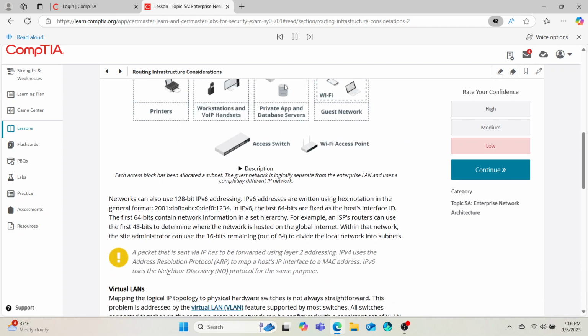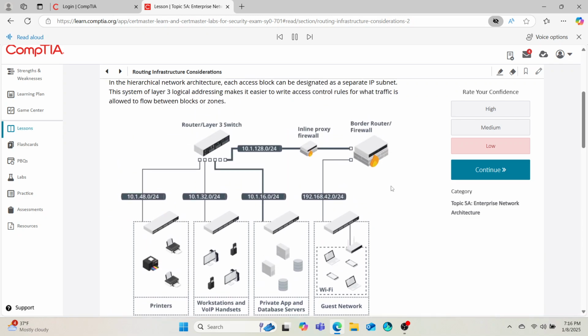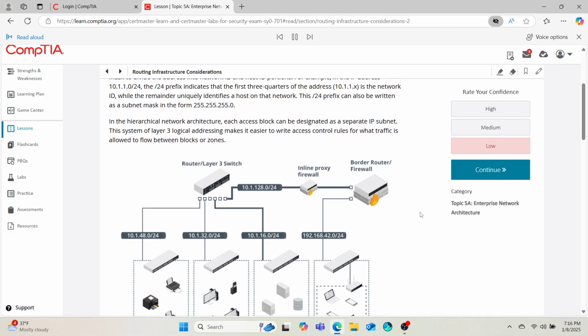Description: A router or layer 3 switch is connected to a border router or firewall via an inline proxy firewall that has a subnet 10.1.128.0/24. It is also connected to 3 access switches through subnets 10.1.48.0/24, 10.1.32.0/24, and 10.1.16.0/24. The first access switch is connected to printers, the second is connected to workstations and VoIP handsets, and the third is connected to the private app and database servers.